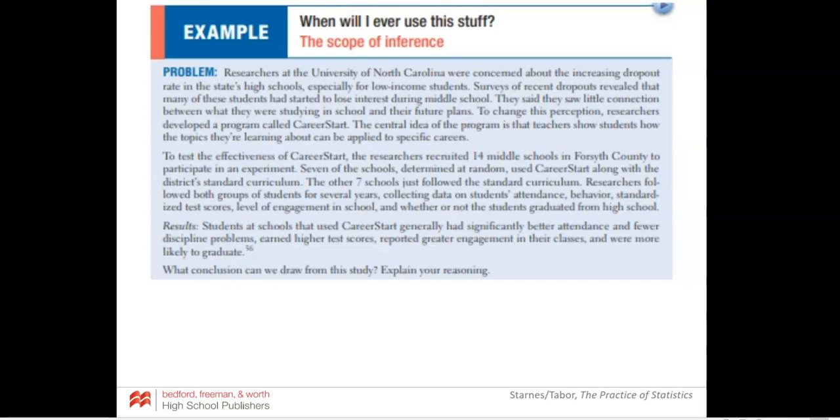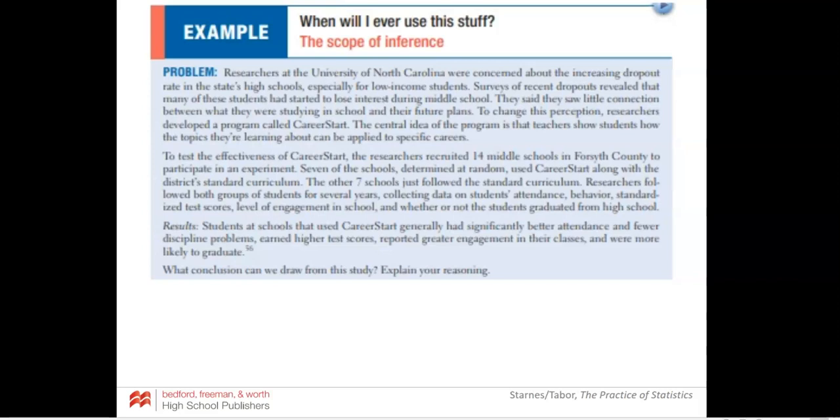Okay, so they came up with this program called Career Start. This is very typical of what a school system might do. The researchers recruited 14 middle schools in Forsyth County to participate in the experiment. Seven of the schools, determined at random, and it's important, used Career Start along with the district's standard curriculum. The other seven just followed the standard curriculum, so they did not use Career Start. Researchers followed both groups of students for several years, collecting data on the students' attendance, behavior, standardized test scores, level of engagement in school, and whether or not the students graduated from high school.